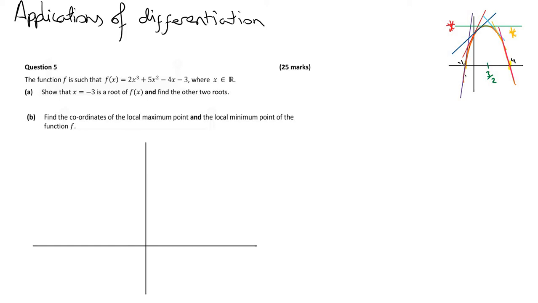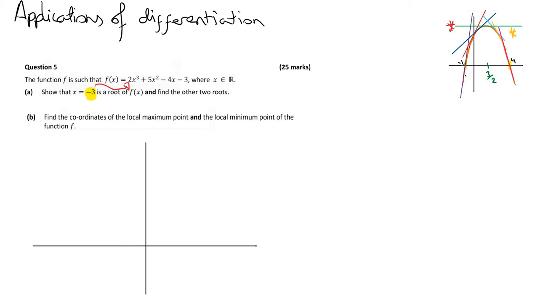So I'm going to look at this past paper question that came up in 2017, looking at a cubic function. In the first part you're asked to just show that x equal to minus 3 was a root, and then to find the other two roots. To do that, you would just plug in minus 3 for x, and you would show that the resulting y value, or f of x, was equal to 0.